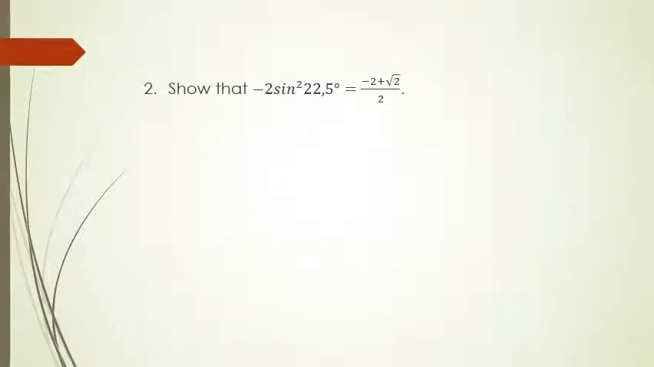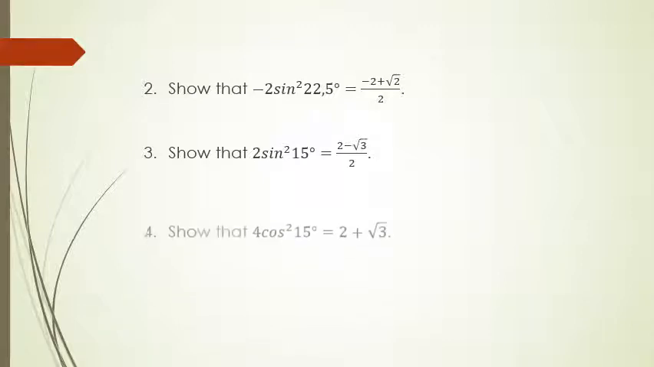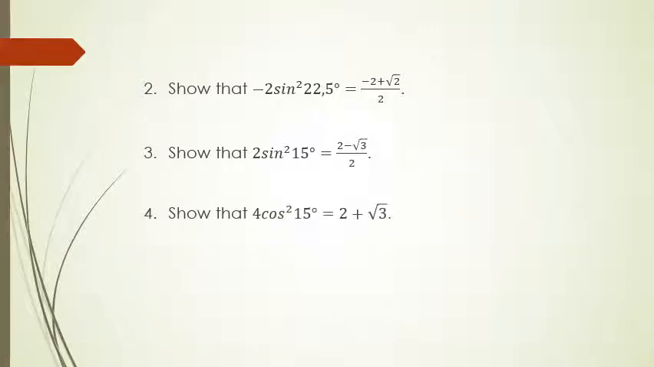Question number 2. Show that minus 2 sine squared 22,5 degrees is equal to minus 2 plus square root of 2 all over 2. Number 3. Show that 2 sine squared 15 degrees is equal to 2 minus square root of 3 over 2. Number 4. Show that 4 cos squared 15 degrees is equal to 2 plus the square root of.